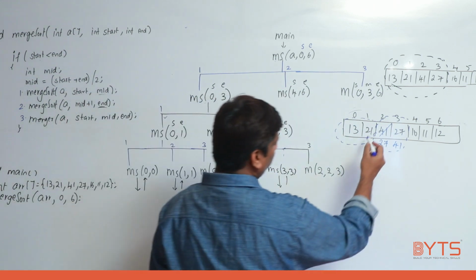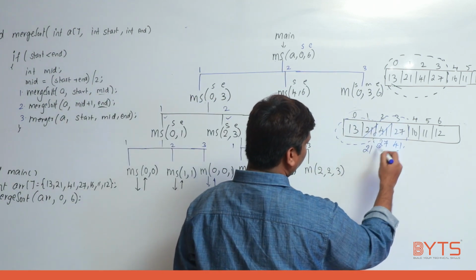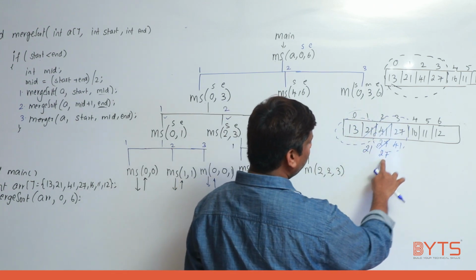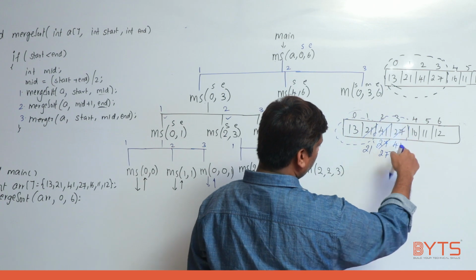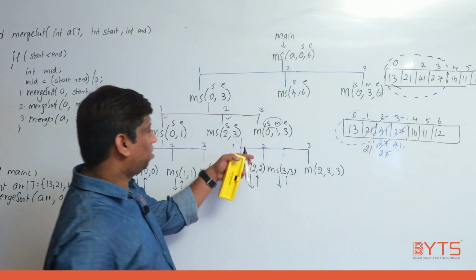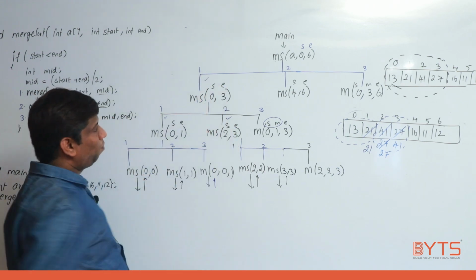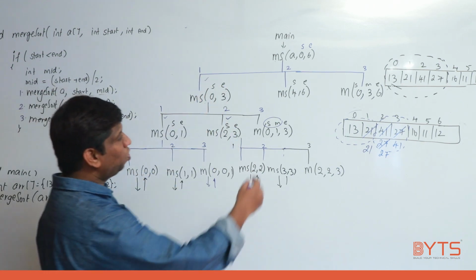Sorry. So 21, it's not sorted, no. 21 will come here, 27 will come here, right? Now 13, 21, 27, and this is 41. Fine. So now the merge is completed. Now the first line, second line, third line are completed, which means the first line is also completed.